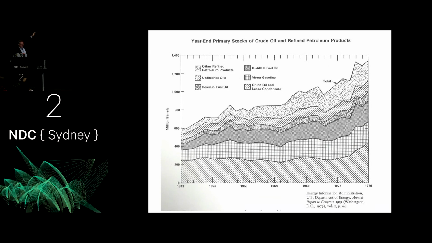This is another example. I have to look up and look down again and see where everything is. So if I look at the bottom part of it here, those are diagonal lines. Those are unfinished oils? No, unfinished oils are diagonal lines going this way. Those must be the crude oil. I don't know. Let's see this.